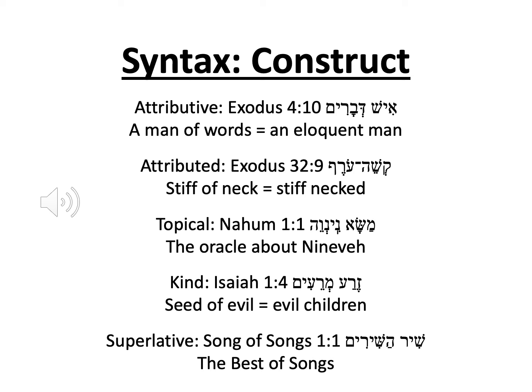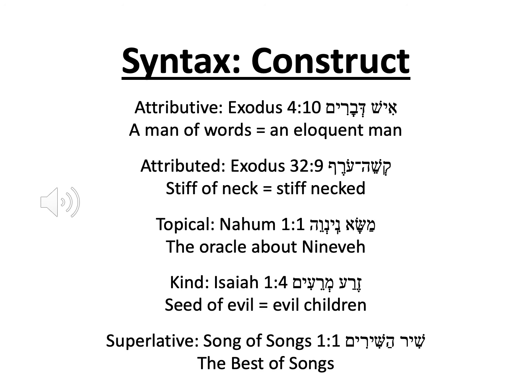The most common form of the construct is the attributive use, where the first noun in the construct chain is described in some way by the second noun in the construct chain. So here in Exodus 4:10 we read that this is an ish davarim, a man of words. Man comes first, but is described by the second noun, indicating what kind of man, a man of words.